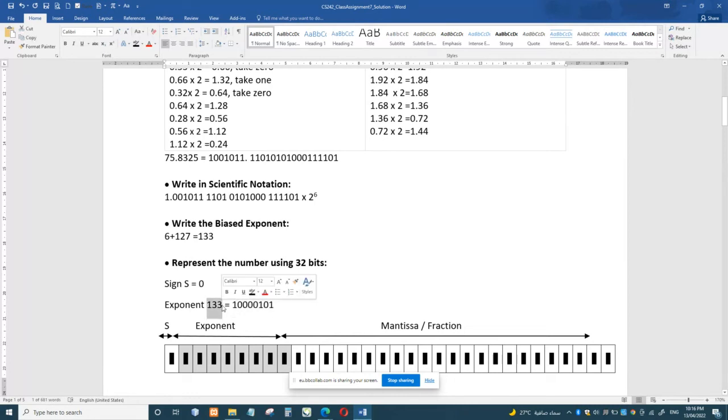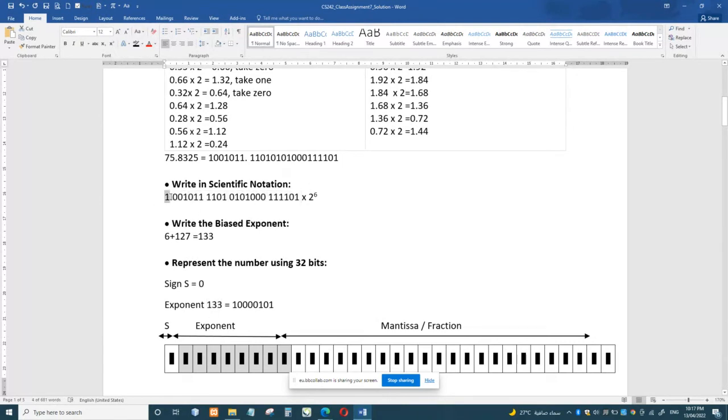There is no sign bit, so you don't need to be worried about sign. It's just a binary representation of 133. That's why we convert our exponent to the biased exponent, and in order to convert your original exponent to the biased exponent, you have to add 127 to it. Now this is your exponent.